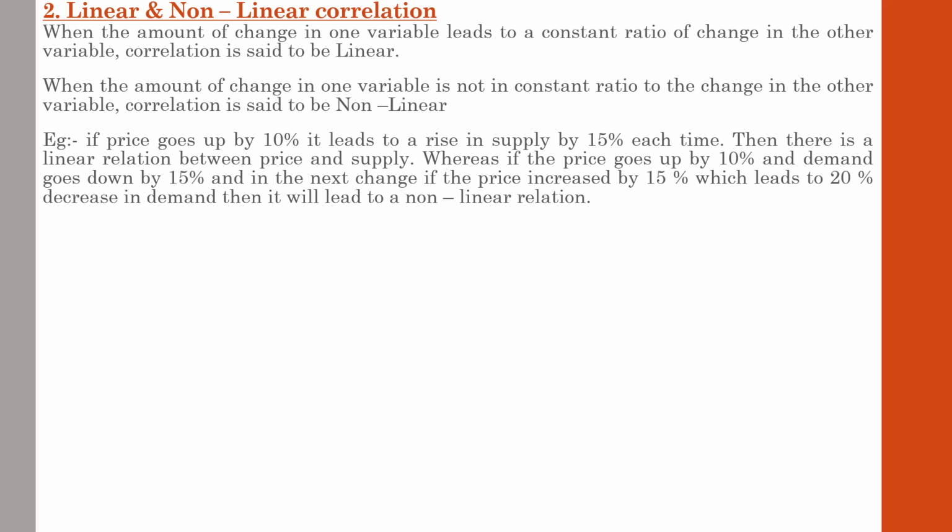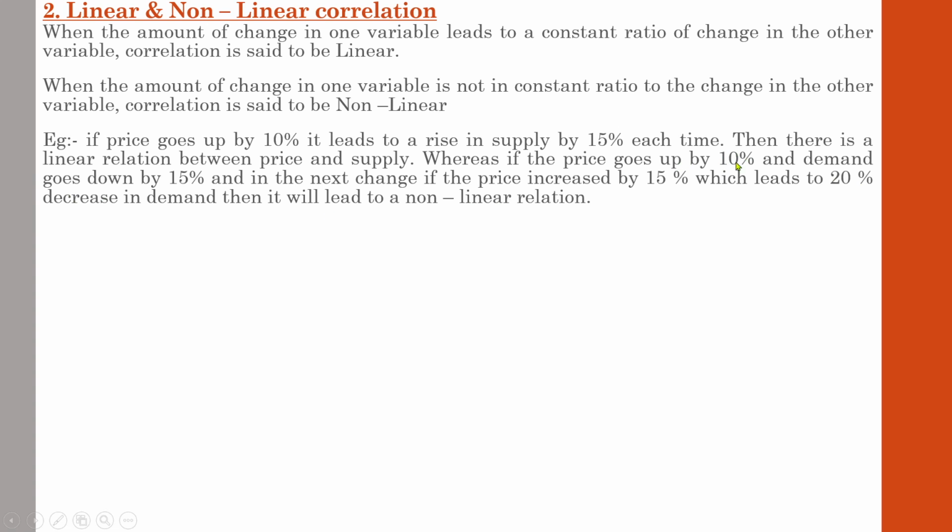Next one, non-linear correlation. Correlation is said to be non-linear, or otherwise known as curvilinear, when the amount of change in one variable is not in constant ratio to the change in the other variable. For example, if the price goes up by 10%, demand goes down by 15%. In the next change, if the price increases by 15%, earlier it was 10%, now it is 15%, then the rate is different, which leads to a 20% decrease in demand, so it will be non-continuous.